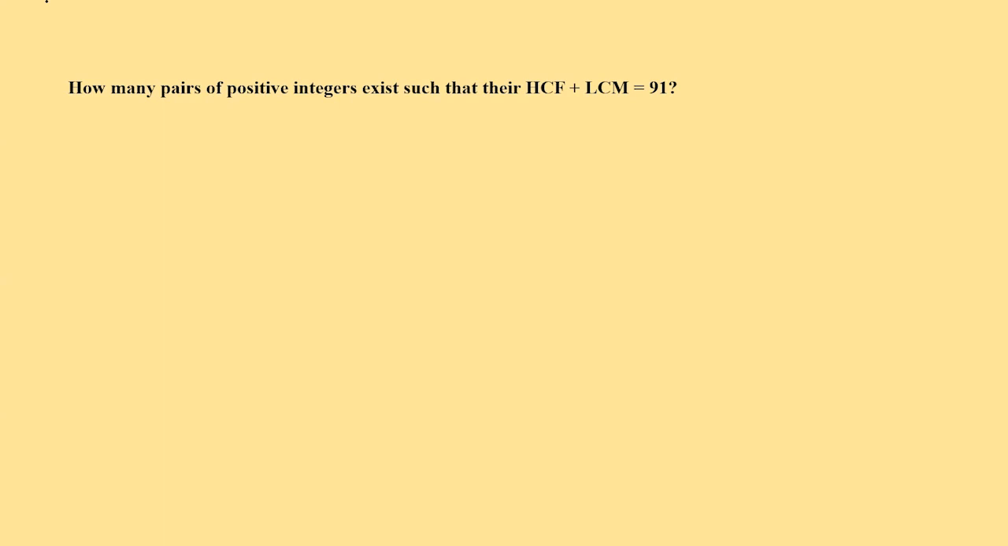How many pairs of positive integers exist such that the HCF and LCM of these numbers sum to 91? Now, let me assume that the HCF of these two numbers is going to be H. So, if the numbers are X and Y, then I can say that the numbers are going to be in the format H into A and H into B. Now, HCF is going to be H, means A and B should have nothing common between them other than 1. That means A and B have to be co-prime to each other. Co-prime numbers are numbers which have an HCF of 1. There's no other factor common between them other than 1.